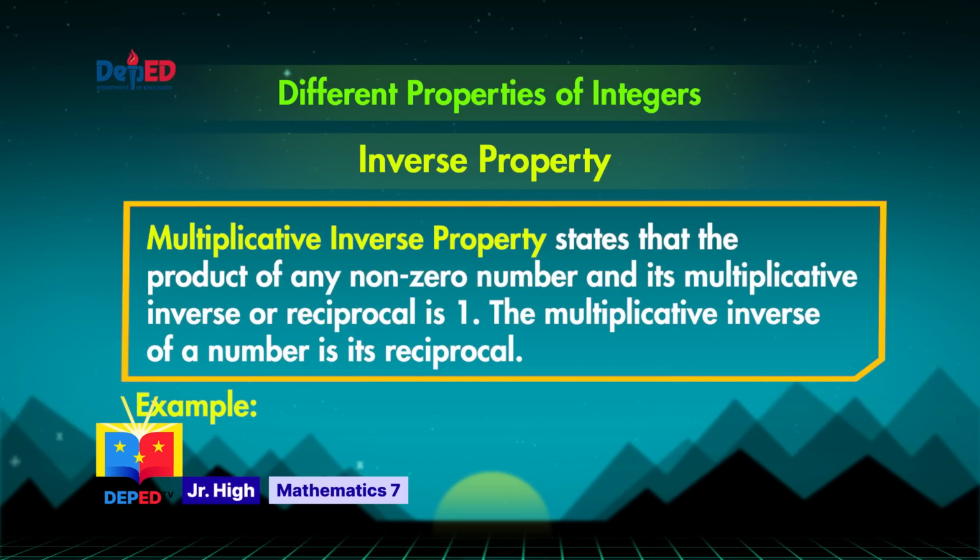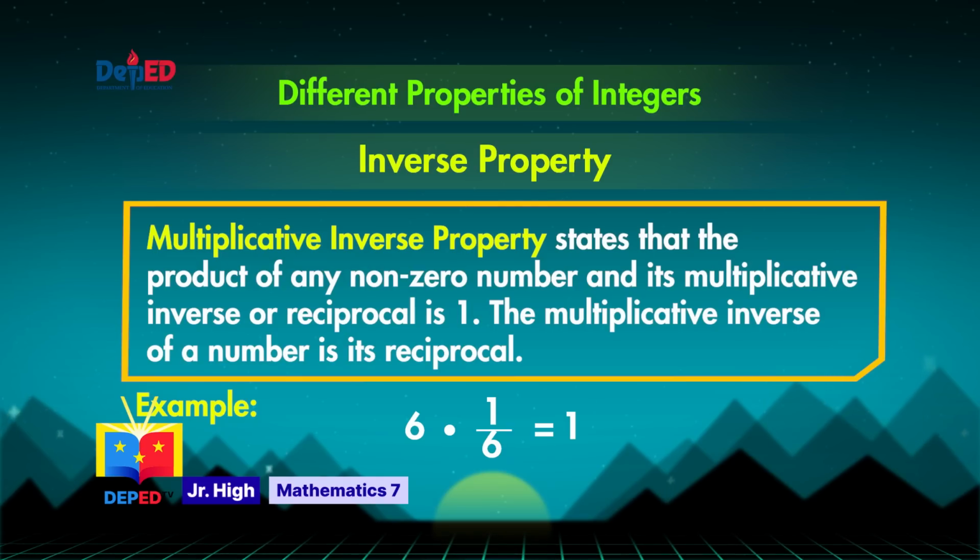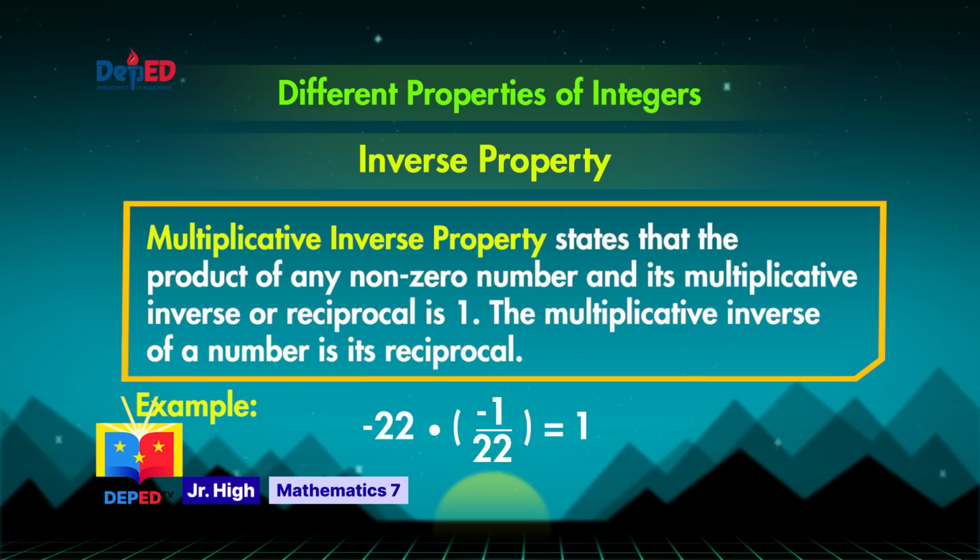For example, 6 times its reciprocal, which is 1 over 6, is 1. Negative 22 times its multiplicative inverse, that is negative 1 over 22, is equal to 1.